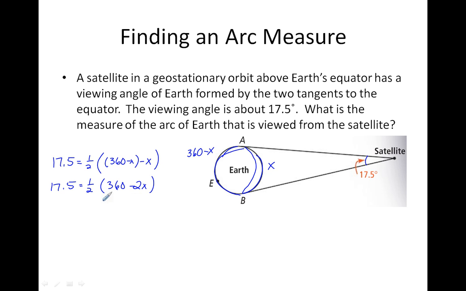Everything in here is even, so I'm actually going to distribute my 1/2. So 17.5 equals 1/2 times 360, which is 180, minus x, since 1/2 times a negative 2x is negative x. If we subtract 180 from each side, we get negative 162.5 equals negative x. Multiply both sides by negative 1, we get 162.5 equals x. So the measure of the arc of Earth viewed from the satellite is 162.5 degrees.